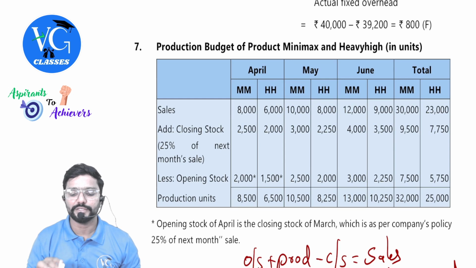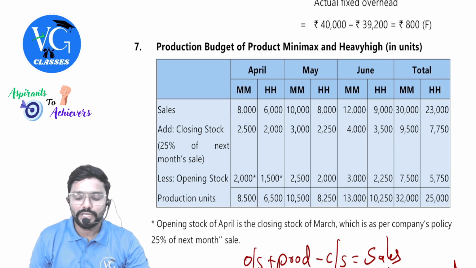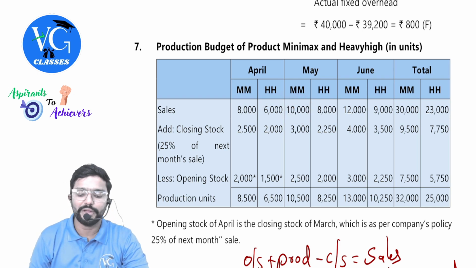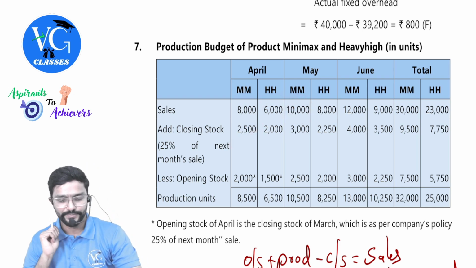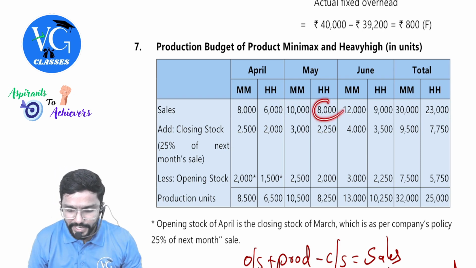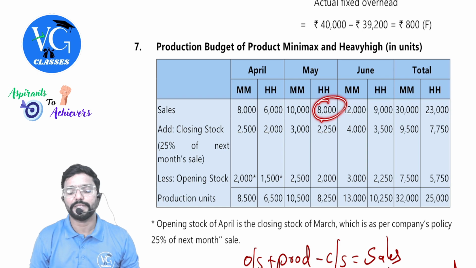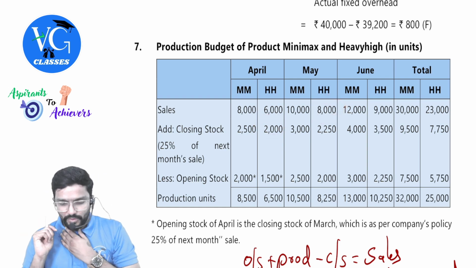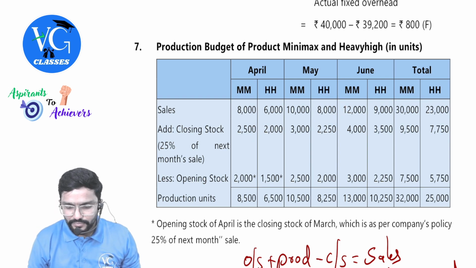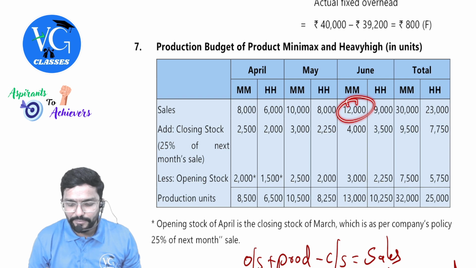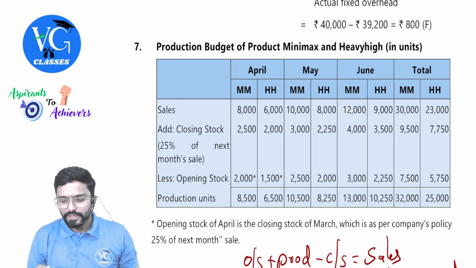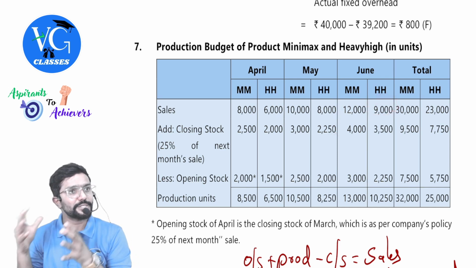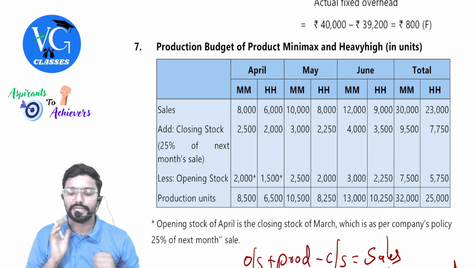Closing stock. Pay attention. 10,000 into 25%, 2,500. Same way, 8,000 into 25%, 2,000. Please be careful with the columns. Next, 12,000 into 25%, 3,000. 9,000 into 25%, 2,250. Next month's sales into 25%.